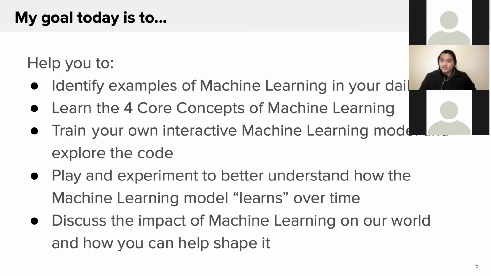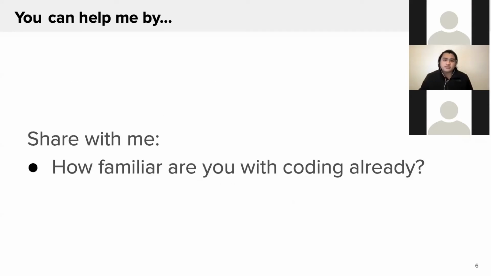We will also train our own interactive machine learning model, featuring the QuickDraw emoji prediction program. Using those four core concepts, you'll learn how to integrate them with the training of your own ML model. We'll play an experiment to better understand how the ML model learns over time, and we will discuss the impact of machine learning in our world and how it can help us, destroy us, shape us, everything in between.